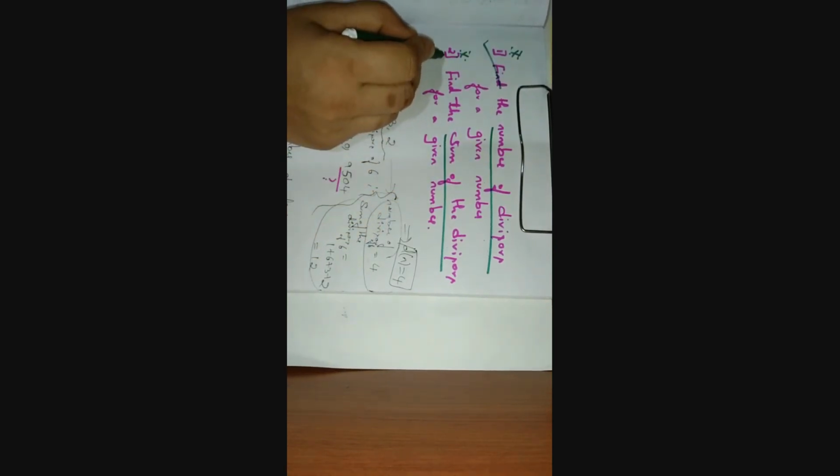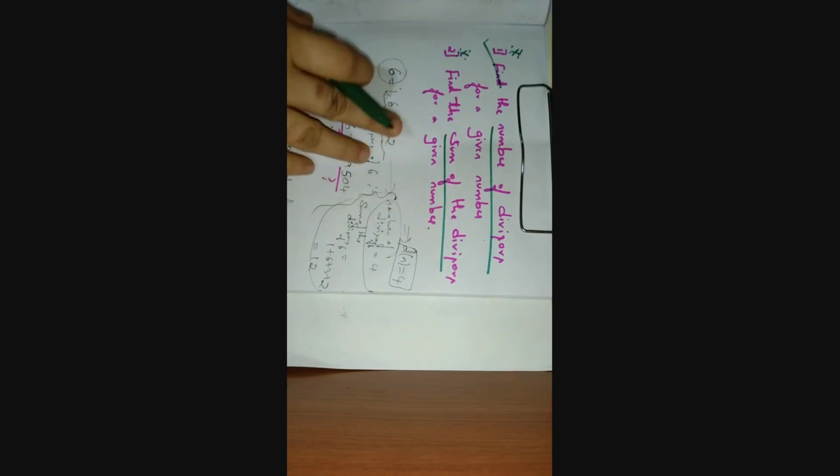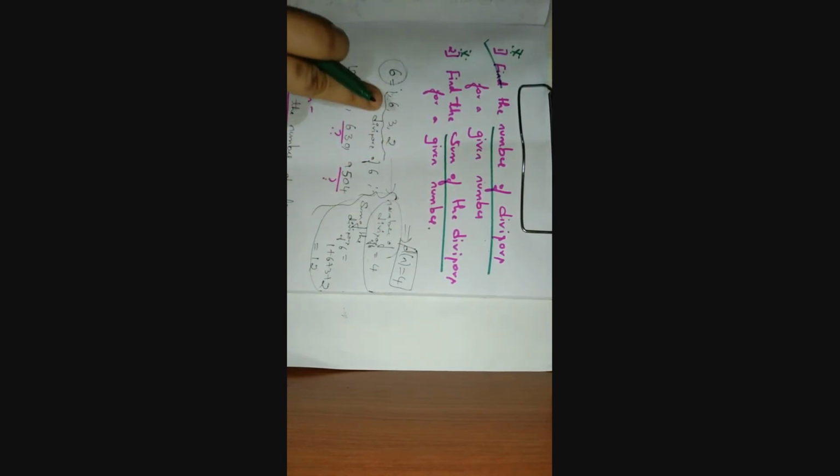Next we'll move on to this: find the sum of the divisors for the given number. Take the same example of 6 here. These are the divisors, right?